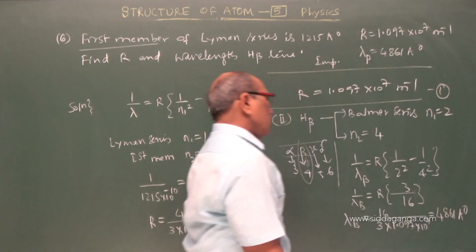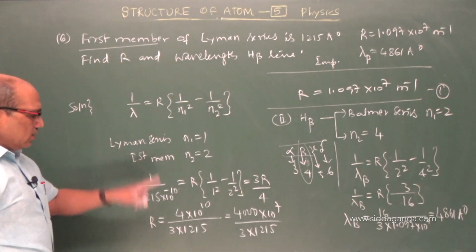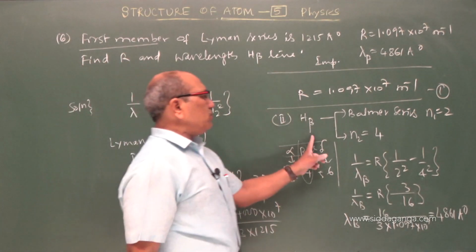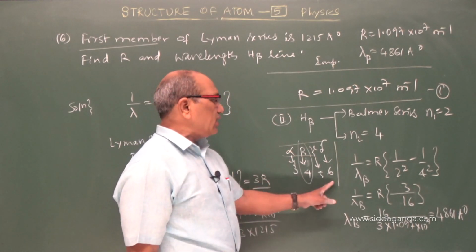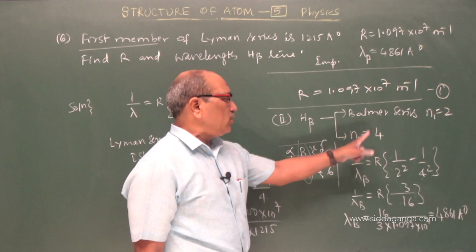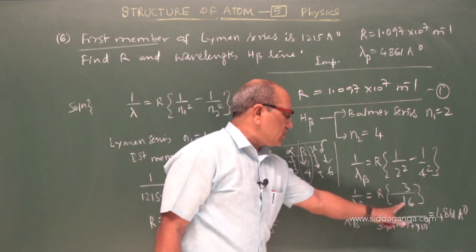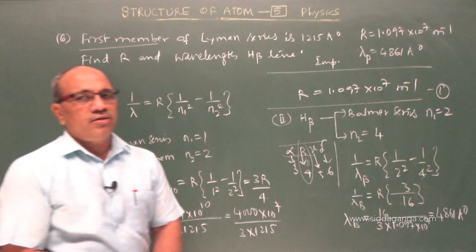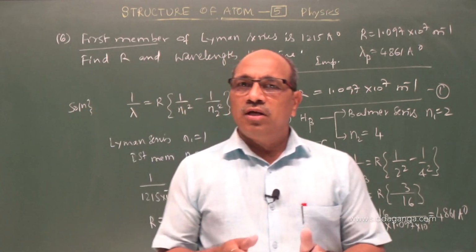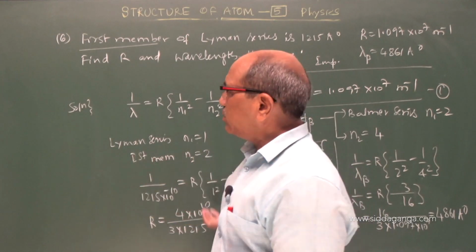So first you have to calculate the R value. For H beta, alpha is 3, beta is 4, gamma is 5, delta is 6. For the Balmer series, N1 is 2 and N2 is 4. Substituting gives 16 by 3. The simplification is given. This is what we discussed in atomic structure as far as the board problems are concerned.